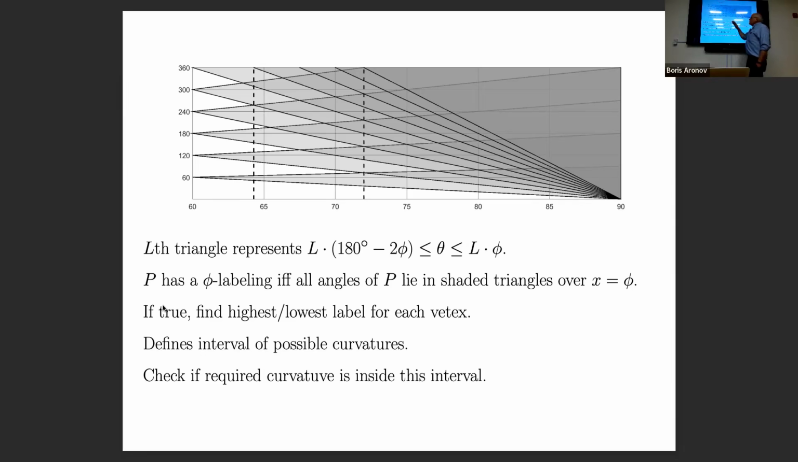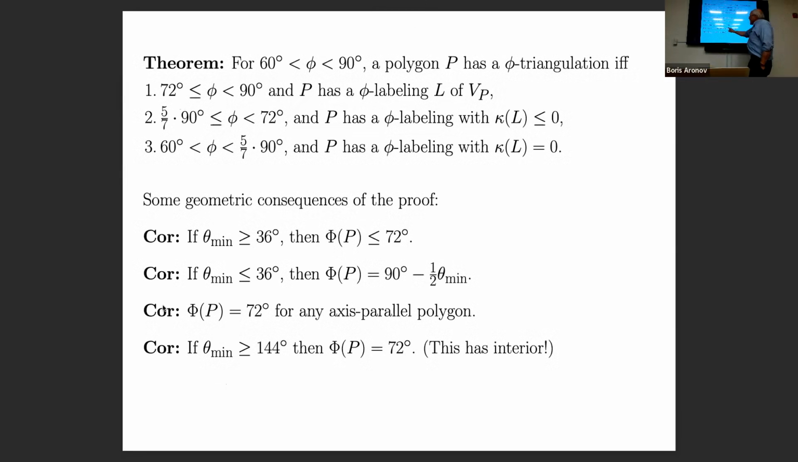And above 72, the labeling doesn't have any curvature condition. They're just, is there a labeling, but no curvature? That means that whether you have a phi triangulation only depends on the minimum angle in the polygon. That's it. No other property of the triangle. And so we get a corollary on the next thing, I'll point it out here, that for small angles, once you know the minimal angle, then the maximum angle is just 90 minus 1/2 the minimum. That was the optimal thing you could do.